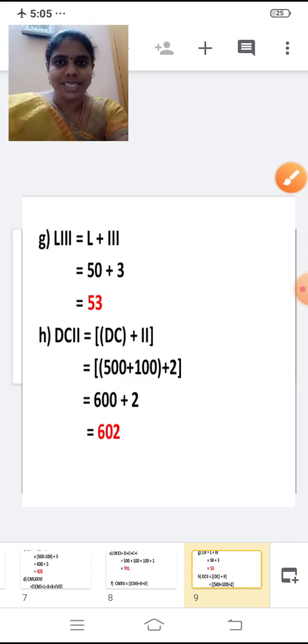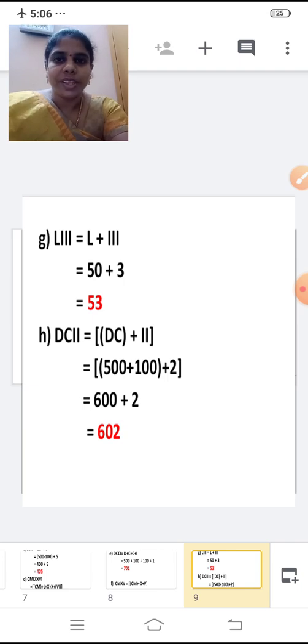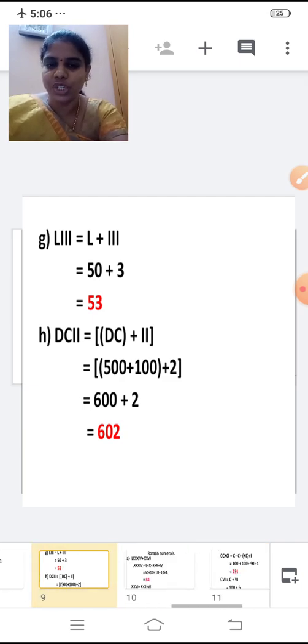So DCII: DC plus II. Value of DC is 500 plus 100. Why are we adding here? Because the smaller one is placed after the larger one, right? So we can add that: D plus C, 500 plus 100, plus I. Value of I is 2. So 500 plus 100, 600 plus 2, 602.